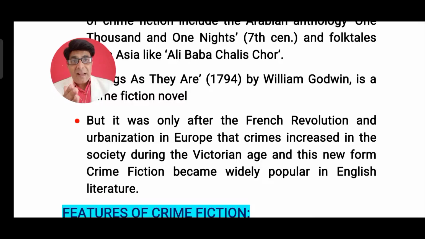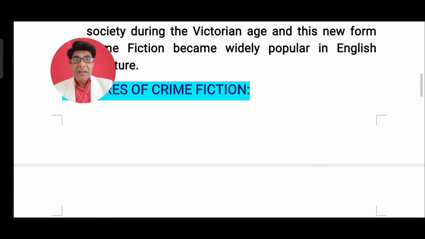You must have heard about the French Revolution. After the French Revolution, there was much urbanization taking place in Europe. There was a big gap between the rich and poor, and because of that, many crimes were taking place here and there, every now and then. So the number of crimes was increasing towards the end of the 18th century and in the beginning of the 19th century. So even during the Victorian age, because there were so many crimes in the society, crime fiction became very popular in English literature.